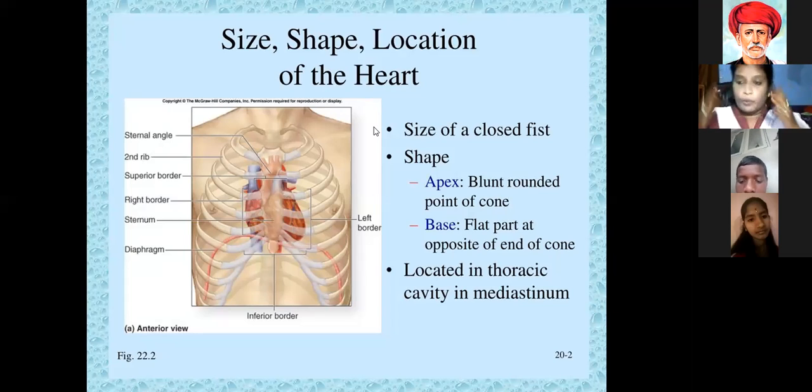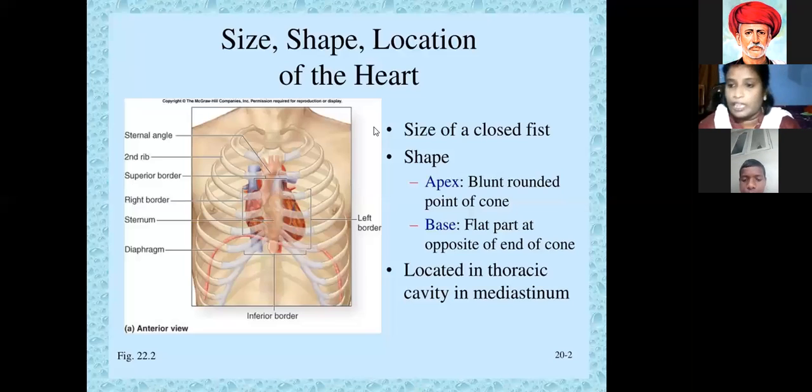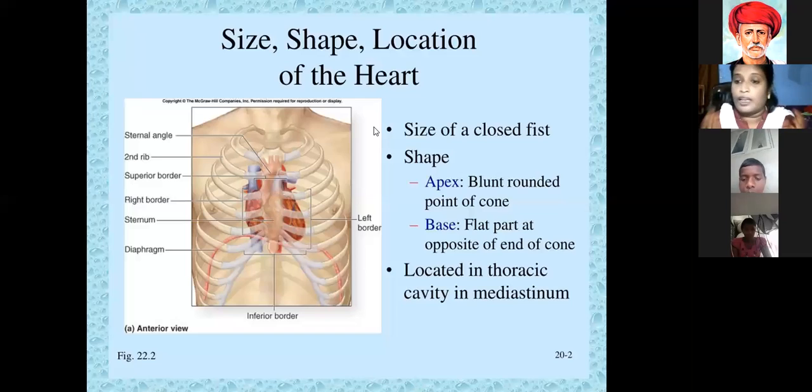We know our body is divided into two parts. The upper part is the thoracic cavity, and the lower part is the abdomen. In the upper part, the lungs and heart are located. Already in the second chapter we learned that the lungs are situated in the thoracic cavity. We know the heart is also located in the thoracic cavity.